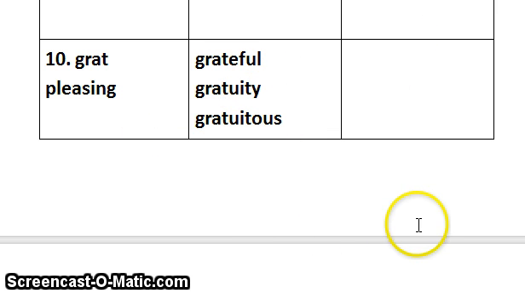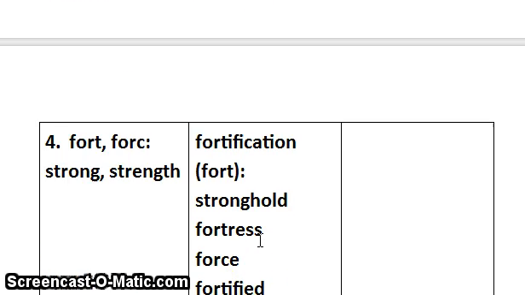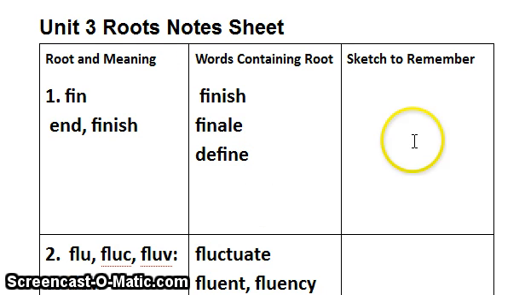So those are your roots for Unit 3, and you should be able to fill out all of your notes based on this little video. You should be able to revisit this video because it's in your shared drive, and you should be able to check with it and study with it anytime you like. Thanks.